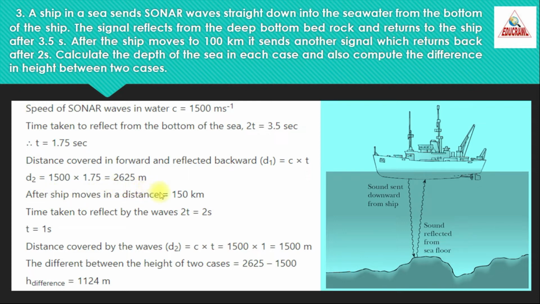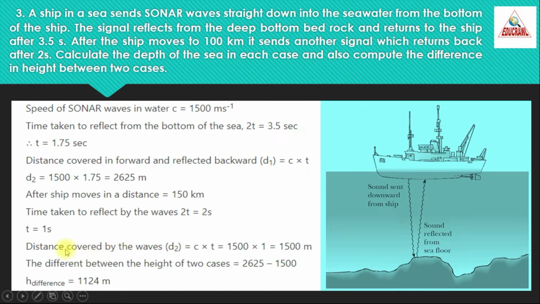Next, the ship is moving to a distance of 150 kilometer. Now the total time taken by the sound waves to be reflected is 2 seconds. Here also once again the sound is travelling totally 2t time. That is, from ship it is moving towards the seabed, that is 1 time. After that it is reflected from the bottom and it is reaching the ship. So the total time taken is 2t, which is equal to 2 seconds. So time is equal to 2 divided by 2, which is nothing but 1 second.